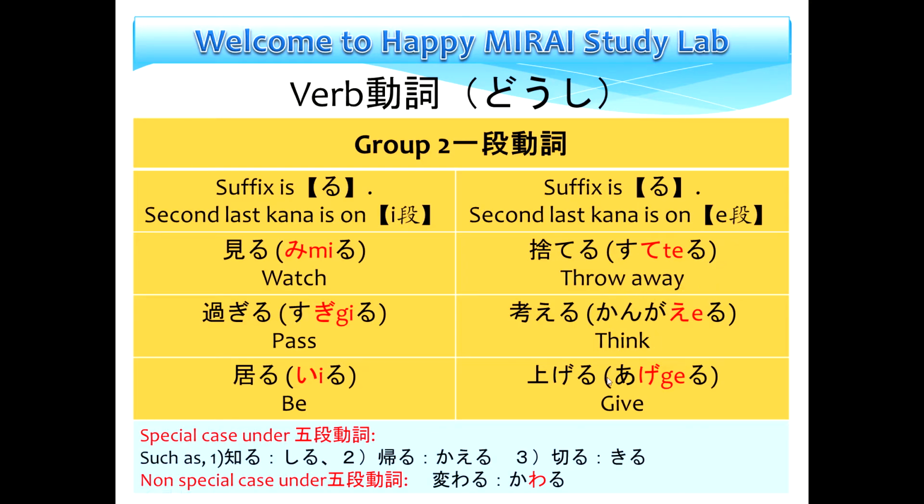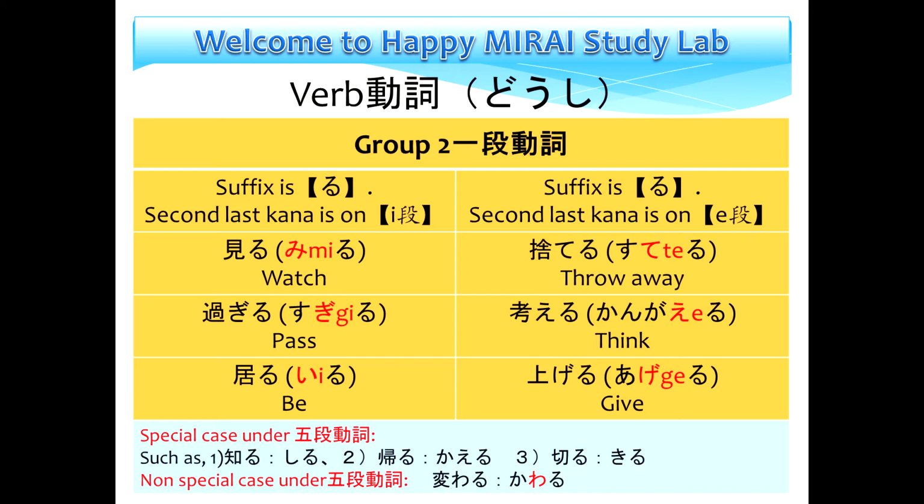Okay, all right, so what are the special ones? For example, here, a special case, which is under the godan doshi. Because over here, when we see ichidan doshi, the suffix is ru, but there is a but. There are godan doshi which end with ru, and the second last kana is on idan as well. For example, the special case, shiru, you see the second last kana is also on idan. However, this is a godan doshi.